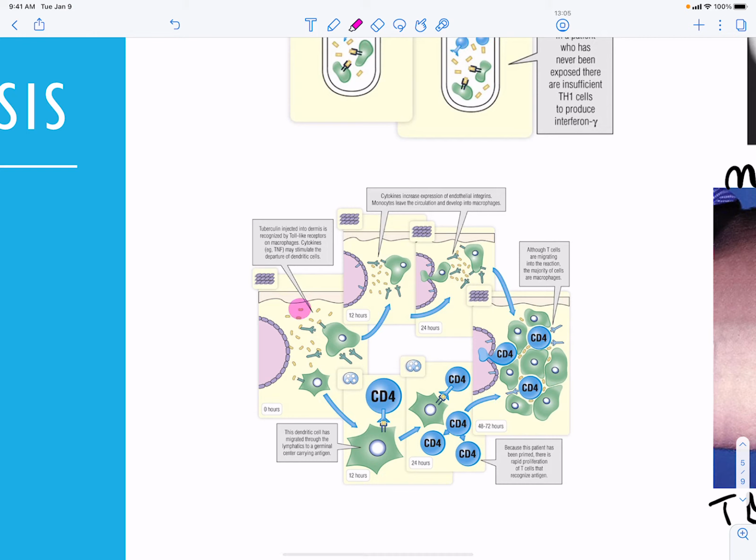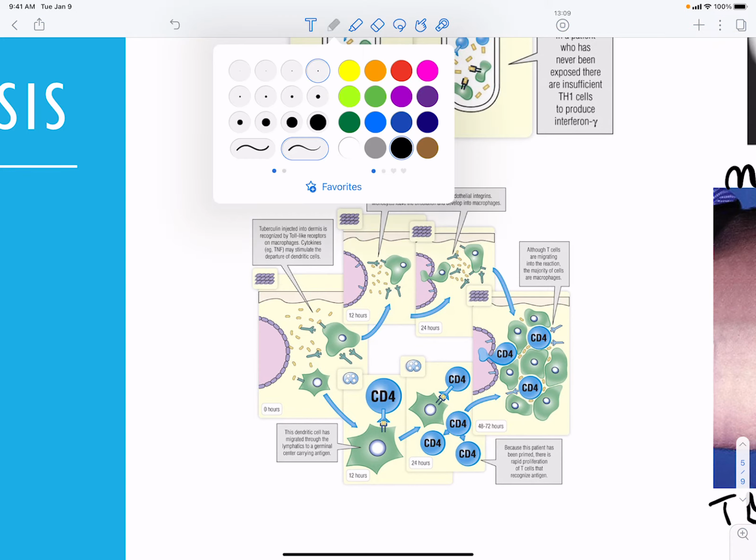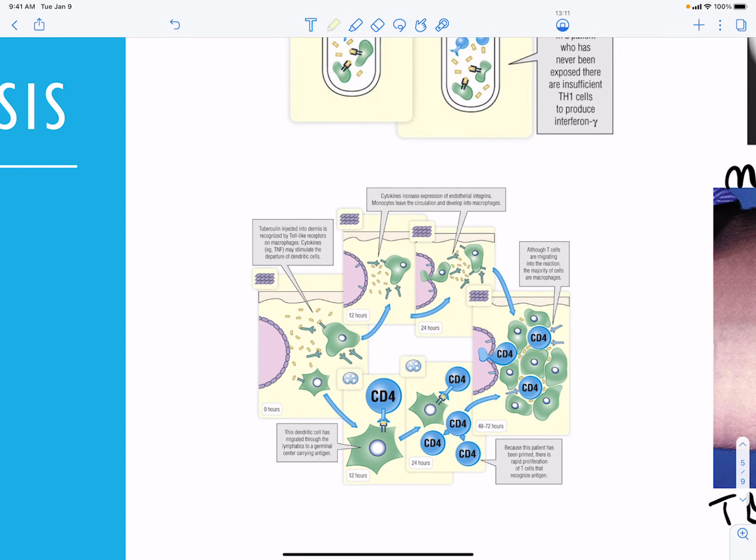tuberculin particles, which are these little yellow things that are pointed out here. And so these little yellow things are going to be injected into your skin, dermis. They're going to be picked up by your tissue-resident macrophages. Your tissue-resident macrophages are going to get activated because these are going to activate toll-like receptors, for example, and they're going to release your cytokines.